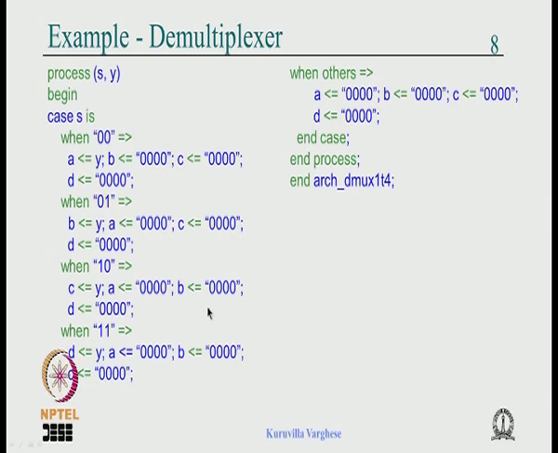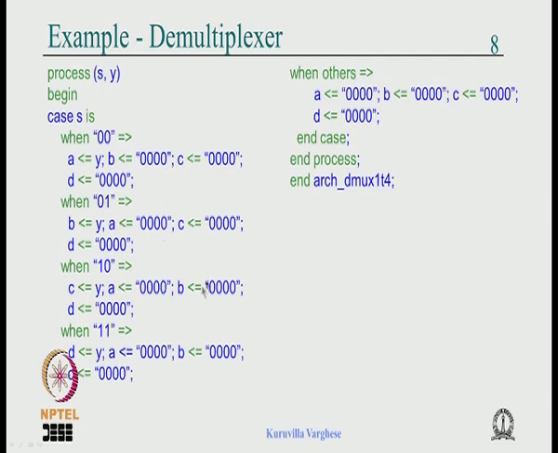The most proper code is this: S is the select line, Y is the input, and A, B, C, D are the outputs. When it is 0 0, Y goes to A and the rest are all 0; 0 1, Y goes to B, and so on for C, D. This is the ideal, most proper coding for the demultiplexer, because there is no priority, and for all the select line values we are specifying the output, and all the outputs are functions of the same S and Y.